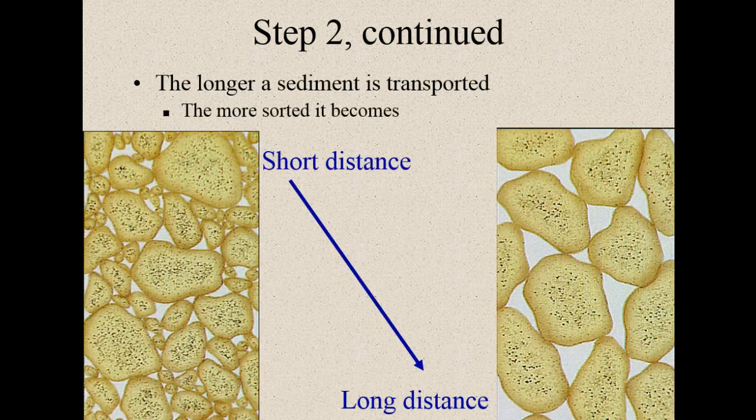When looking at a sediment's sorting, if sediment has only moved a short distance, we'll see a poorly sorted sediment, like over here on the left, meaning that we have various grain sizes, from small to large. If it's been transported a long distance, then we'll see grain sizes that are pretty much the same or almost equal in size, as we see over here on the right side of the page.